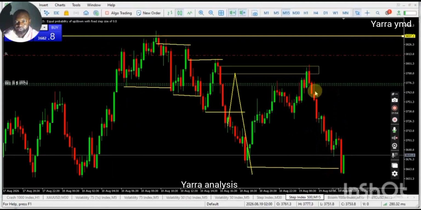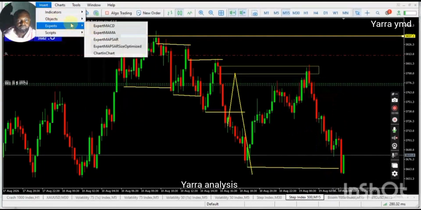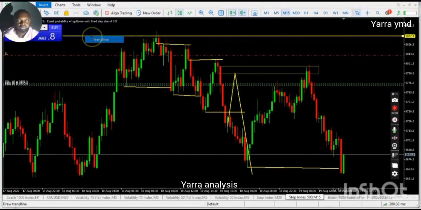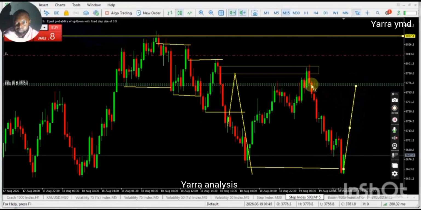So my expectation now, I'm expecting the market to retrace back to the magnet zone, that magnet zone there. That's my magnet zone there. So I'm expecting the market to retrace back to that zone. Then we enter another sales position. Let the market retrace back to that place. Then we enter another sales position. You understand? So that is what I do.